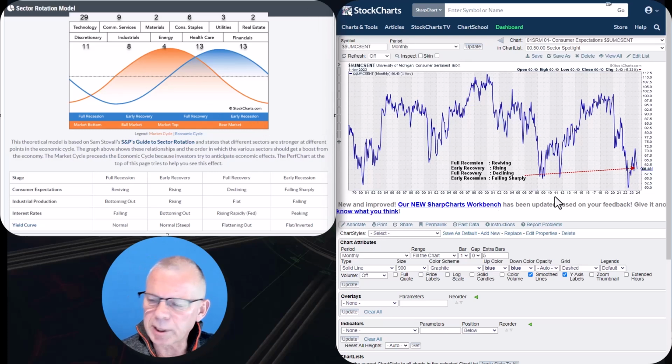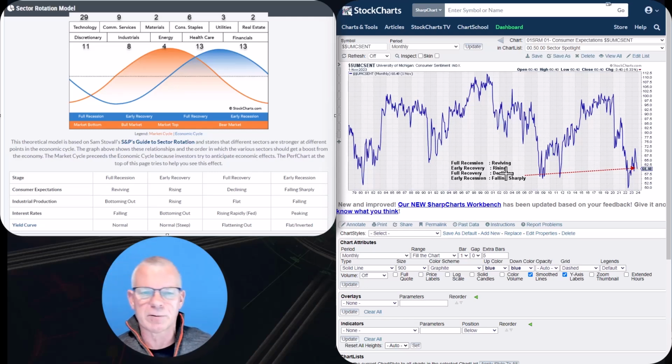But what I'm going to try and do here is pick up the most recent moves. And my take here is that we are either declining or falling sharply. So we're declining off this high and it's going quite rapidly. As I said, it's subjective, but that's my takeaway.